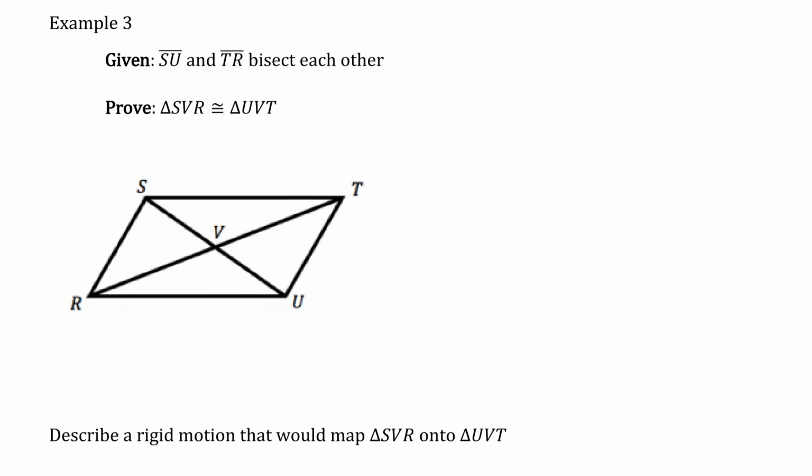3 tells us that SU bisects TR and TR bisects SU. So both of these diagonals that are drawn in our parallelogram here are getting cut in half. So if SU gets cut in half, I know SV and VU are the same. If TR gets cut in half, I know TV and VR are the same.